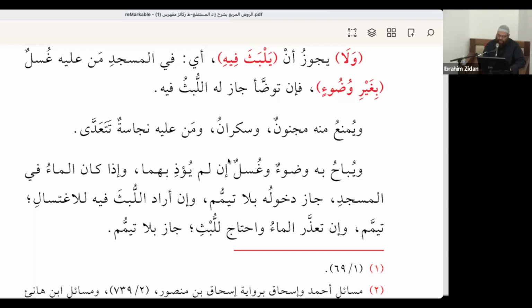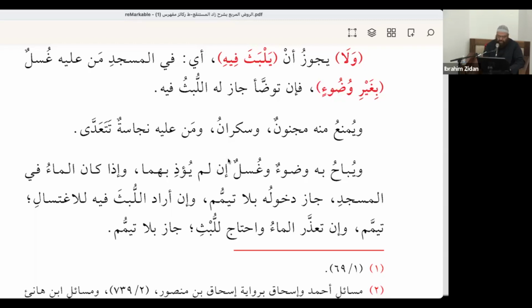He says, وَيُبَاحُ بِهِ وُضُوءٌ وَغُسْلٌ. Now this is some of the rulings of the masjid. يُبَاحُ بِهِ, that means it's permissible in the masjid. وُضُوءٌ وَغُسْلٌ, to make wudu in the masjid, to make ghusl in the masjid. It's permissible, but with the condition, إِنْ لَمْ يُؤْذِ بِهِمَا. إِنْ لَمْ يُؤْذِ, if he does not harm, بِهِمَا. بِهِمَا, the muthanna here, the damir refers to who? The two things, which is al-wudu wal-ghusl. If the wudu and the ghusl are not harmful in the masjid, it does not cause harm in the masjid, then it's okay to be done in the masjid.